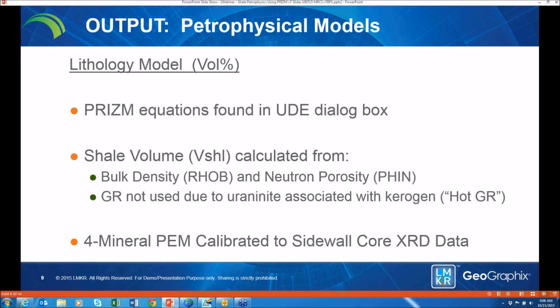I'll mention shale volume specifically here because V shale will be calculated using bulk density and neutron porosity, not gamma ray. This is because the presence of uraninite associated with kerogen makes the hot gamma ray inappropriate for accurate V shale calculations. The 4-mineral PRIZM external model, or in other words, the 4-mineral PEM, will be used and calibrated to sidewall core XRD data.